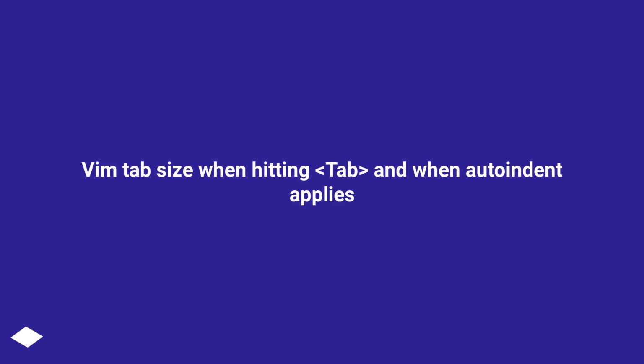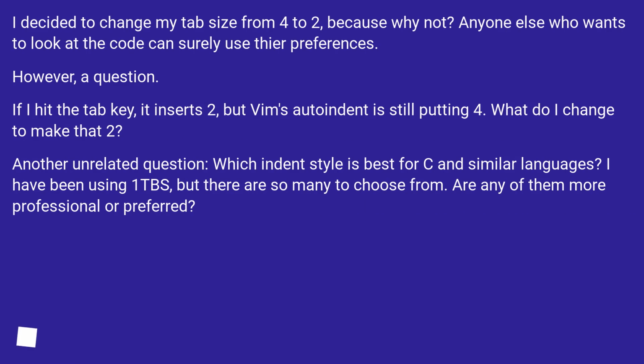Vim tab size when hitting tab and when auto-indent applies. I decided to change my tab size from 4 to 2, because why not? Anyone else who wants to look at the code can surely use their preferences. However, a question. If I hit the tab key, it inserts 2, but Vim's auto-indent is still putting 4. What do I change to make that 2?